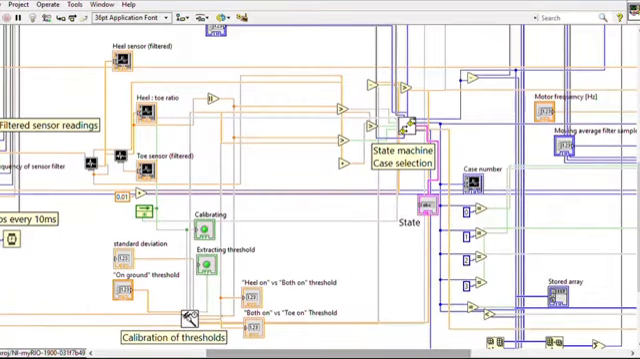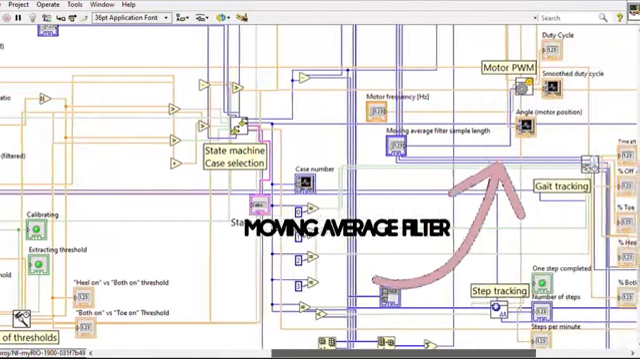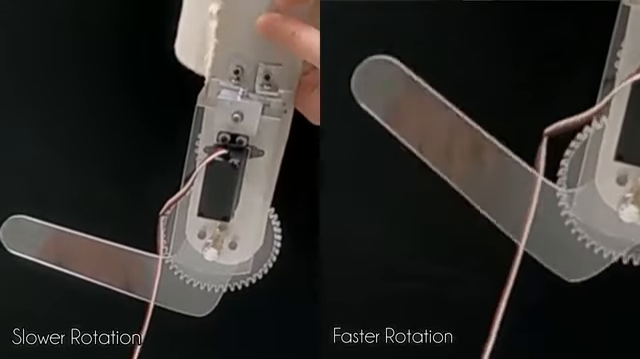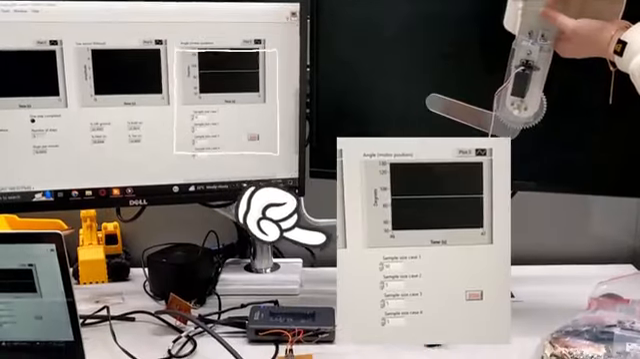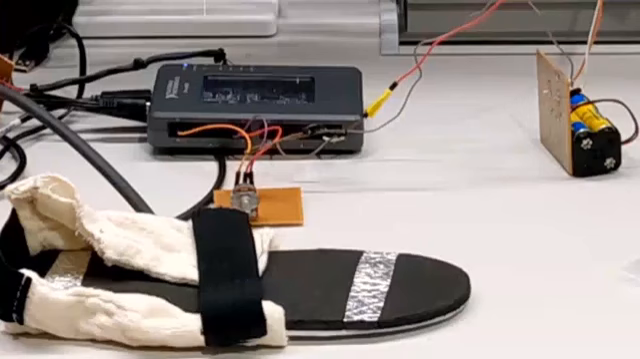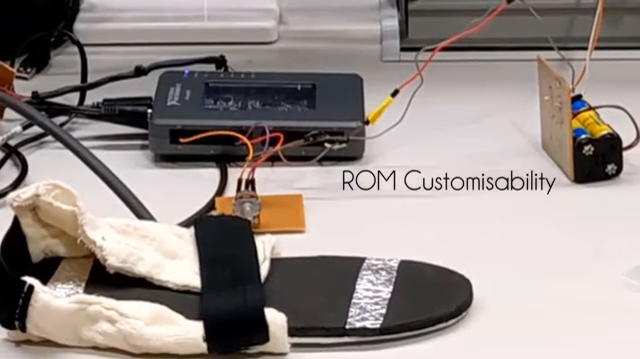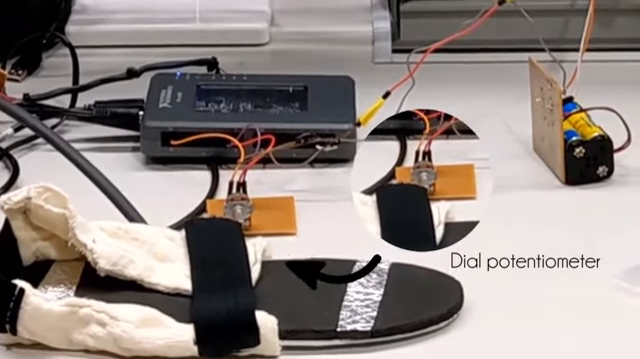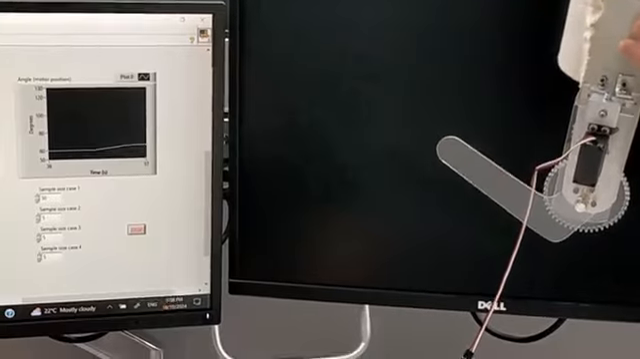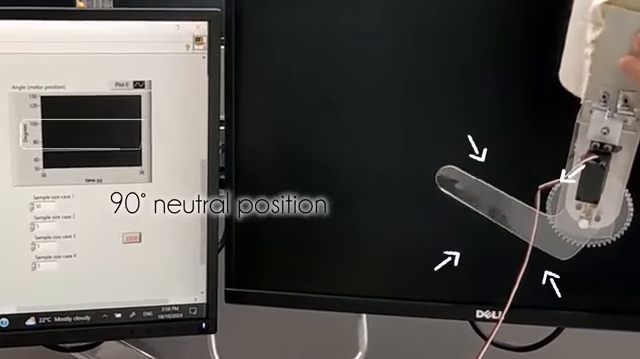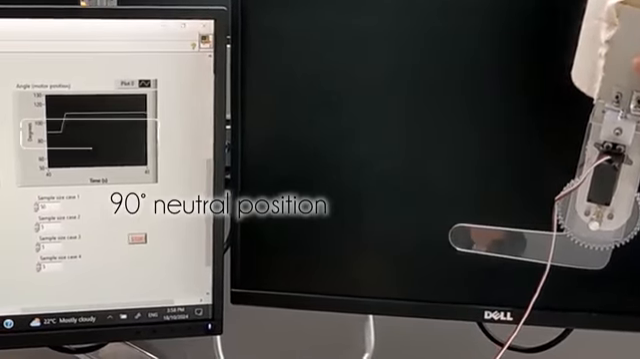To avoid rigid movement, we applied moving average filters that assist more dynamic motor assistance and allow the motor to adjust its rotation velocity, which can be controlled in the front panel. To customize the device's range of motion for each patient, we added a dial potentiometer that adjusts the angle at which the motor rotates relative to the 90-degree neutral position, which allows for controlled damping.